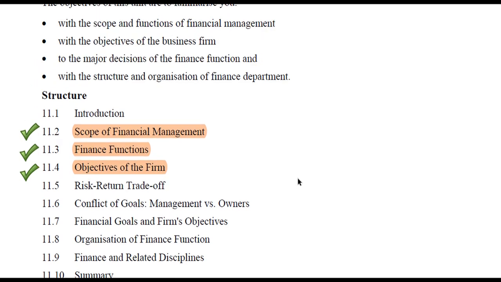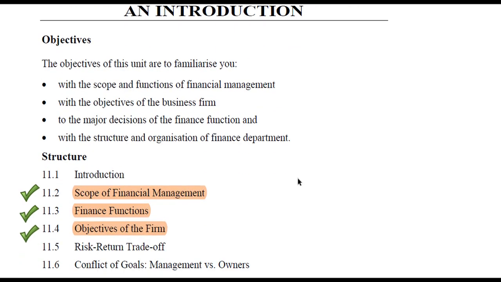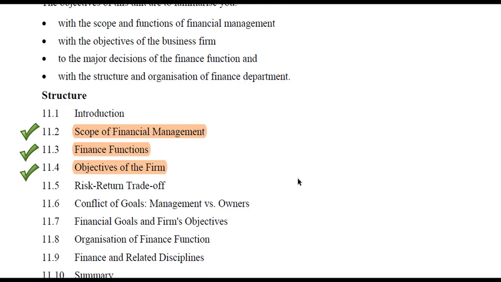We are going to cover all these topics. These are only introduction topics. Nothing much or nothing deep is given here. We will be just touching upon each topic and knowing what is what. That's all. Let us jump to the topic: risk-return trade-off.